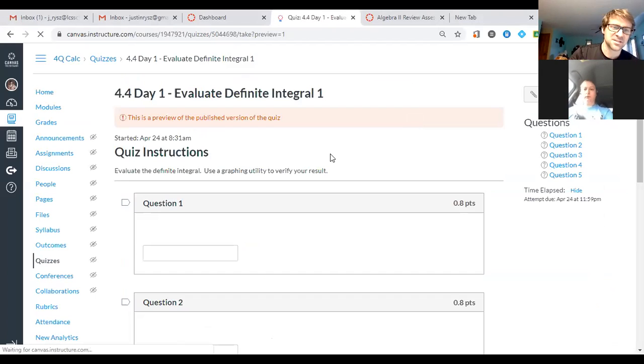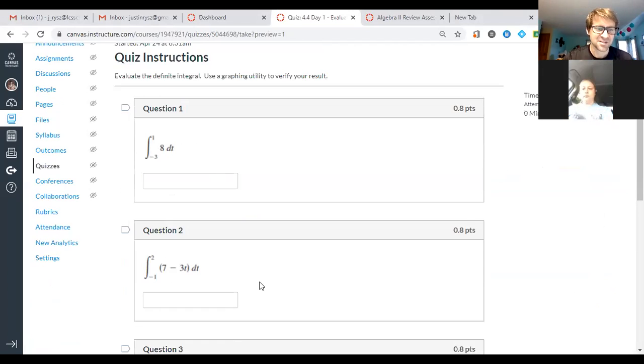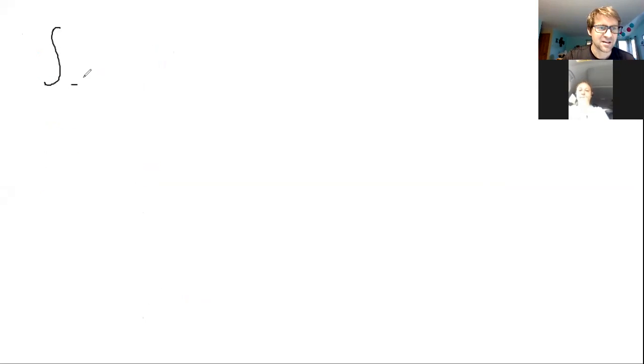Today, what we're going to do is evaluate definite integrals, which should sound familiar because we've done this already. If we wanted to jump into question 2, we can do that. I'm going to try to mess with my Zoom here. The problem is the integral from -1 to 2 of 7 minus 3t with respect to t. So let me take out my whiteboard.